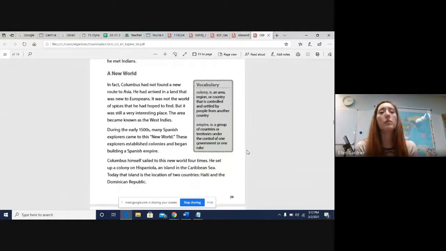Now, in fact, Columbus had not found a new route to Asia. He had arrived in a land that was new to Europeans. It was not the world of spices that he had hoped to find, but it was still a very interesting place. The area became known as the West Indies. During the early 1500s, many Spanish explorers came to this new world.